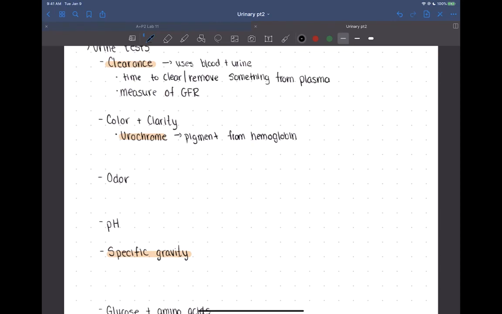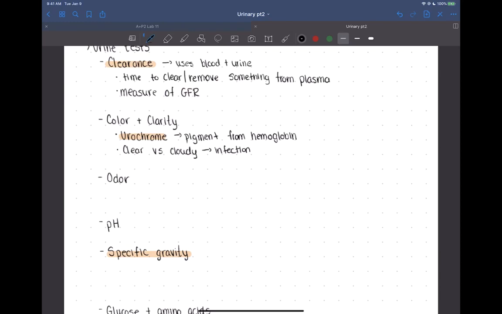And then clarity would be, is it clear versus cloudy? Cloudy, among other things, could indicate some sort of infection. It can also become cloudy if there are more solutes present in the urine. So it doesn't necessarily mean an infection, but it can indicate that.